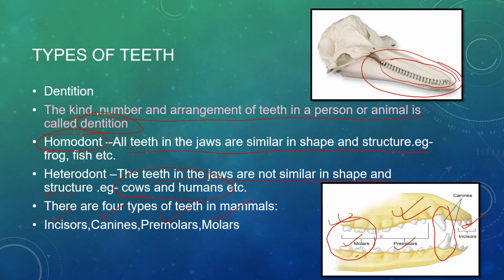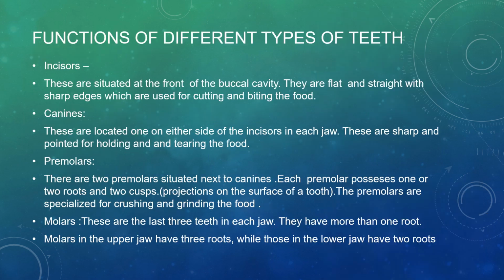Now we will come to the details of the functions of these four types of teeth: incisors, canines, premolars and molars. We need to discuss the functions of the different types of teeth in a bit more detail. First come the incisors. As we have seen in the previous diagram, these are situated at the front of the buccal cavity and they are flat and straight with sharp edges, and they are used for cutting and biting the food.